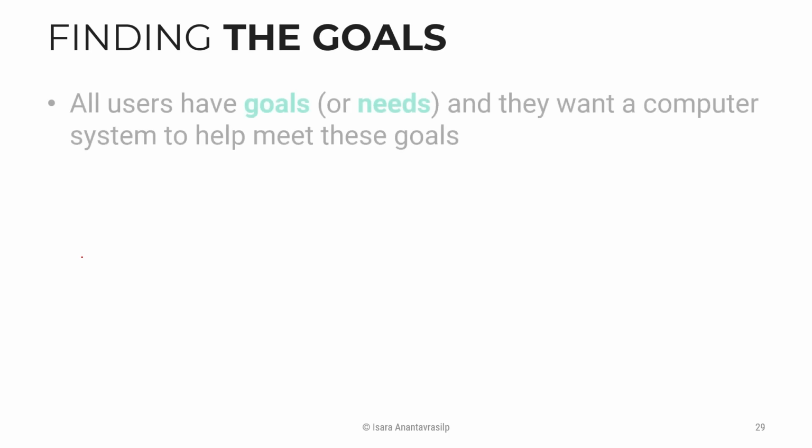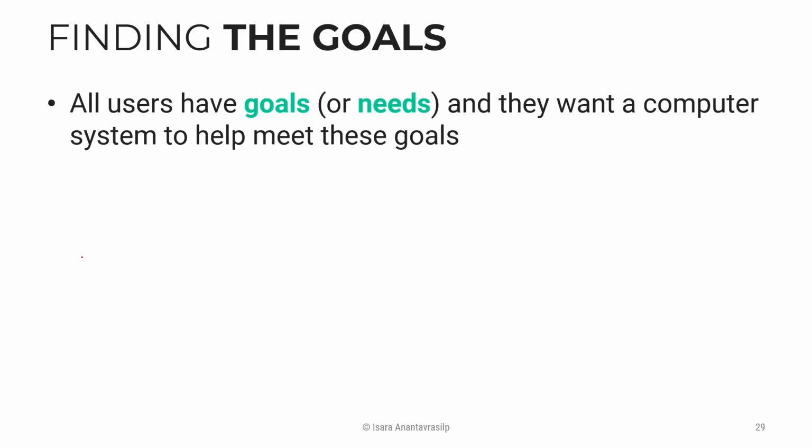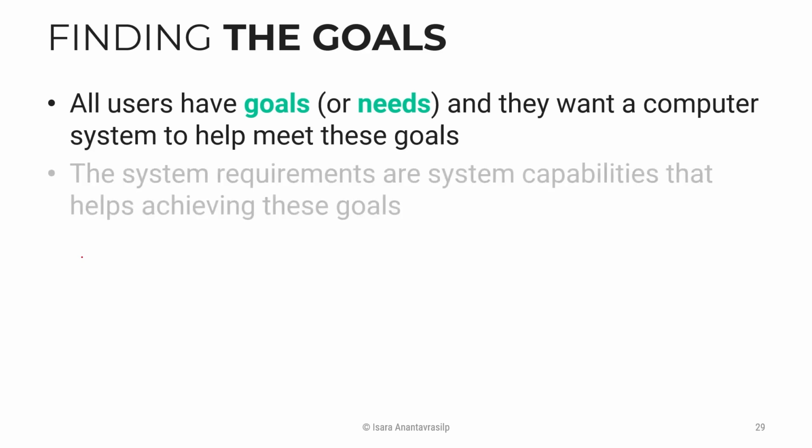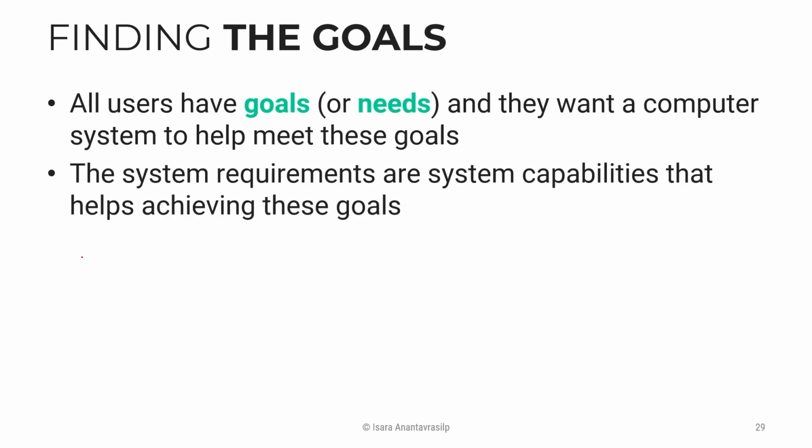All the users, they have goals or needs, and they want a computer system that helps meet that goal. The system requirements are the system capabilities that help achieve the goals. Let me use an example, and this is also related to the why question we asked earlier in the previous slide.